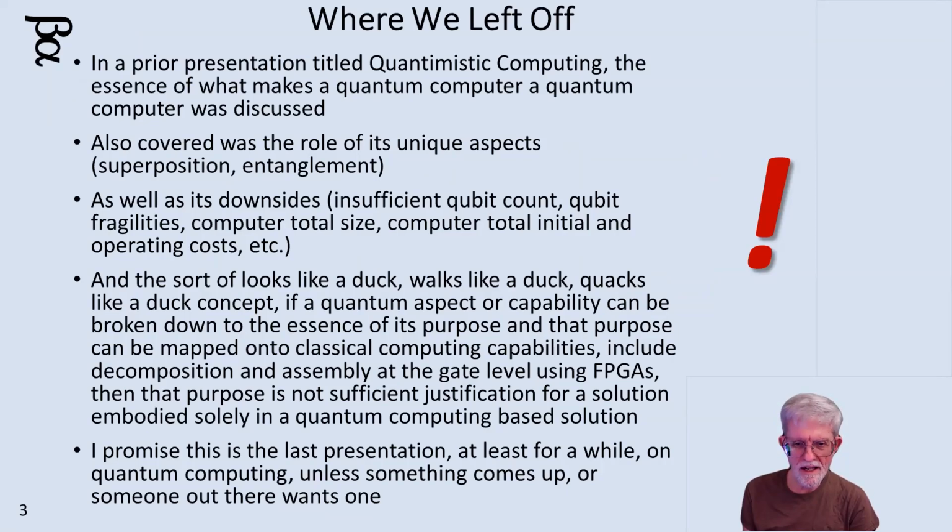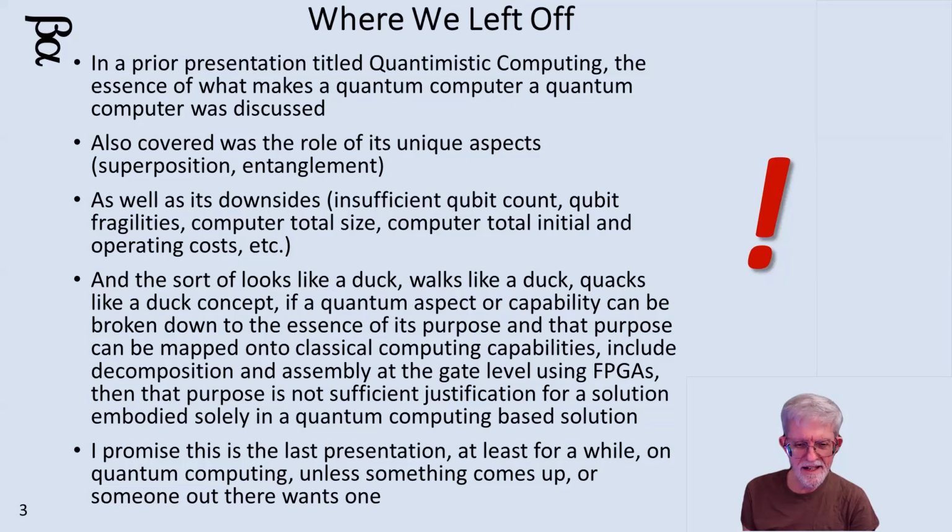I mapped on the different aspects of quantum computing, things like superposition and entanglement, and how you might do those using either modified classical computers or using field programmable gate arrays. And also pointed out all of the downsides to current quantum computing technology.